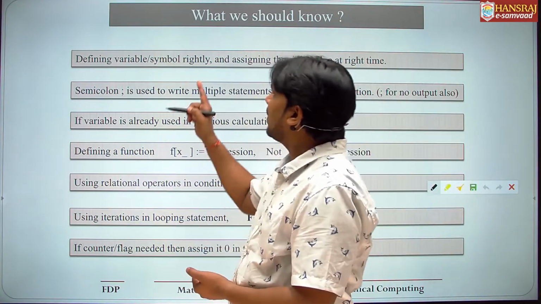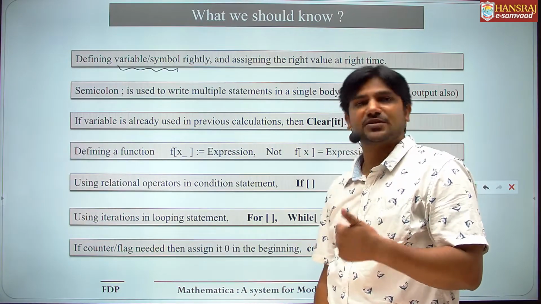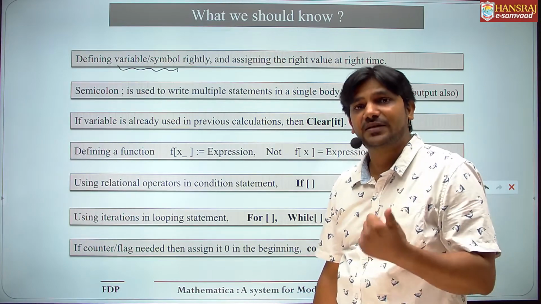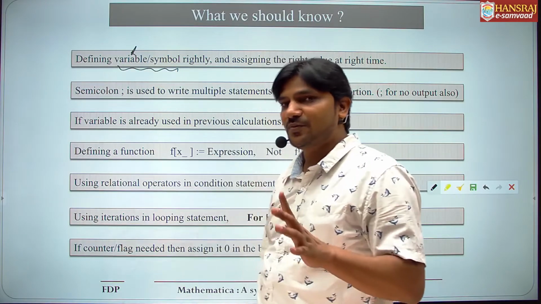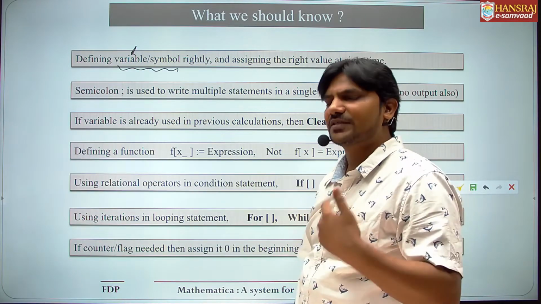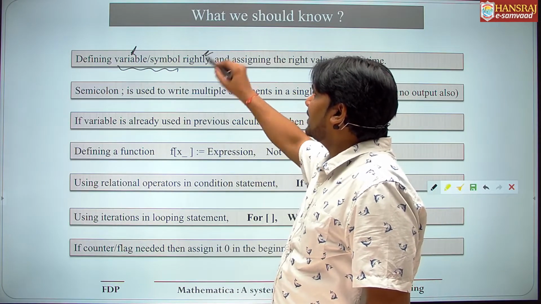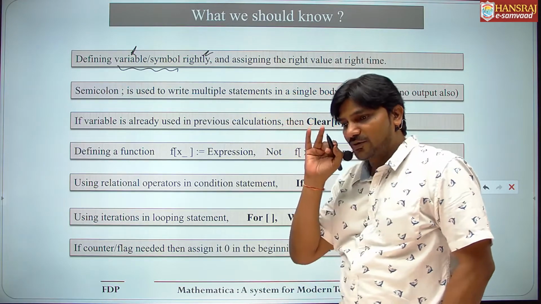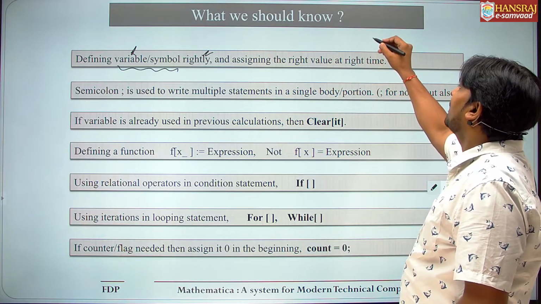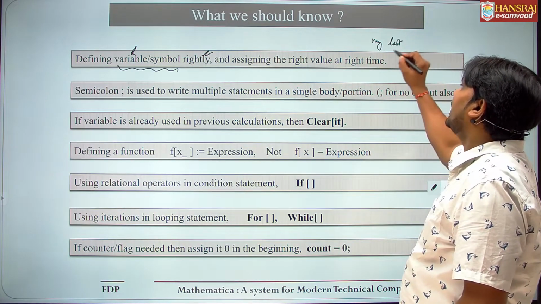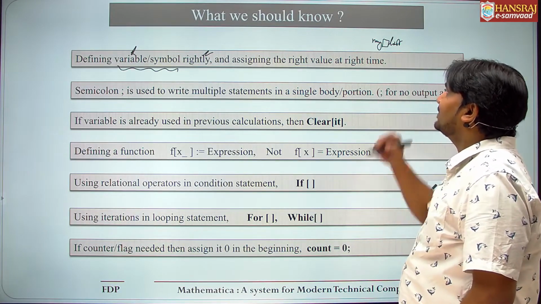defining a variable or symbol, because in Mathematica everything you define is not known as a variable, but it is known as a symbol. That's why I have written variable here, but actually the name is symbol. But in general we can call it a variable. Defining a variable or symbol rightly means that you have to give the name rightly. If you want to give the name my list with a space here, that is the wrong way. So you have to give the name rightly.